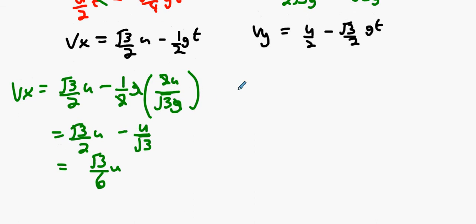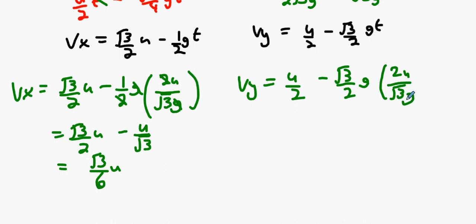Now Vy, same deal. U over 2 minus root 3 over 2 G times 2U over root 3 G. Lads, is Vy positive or negative? Why does it have to be negative? Hitting the ground, isn't it? If Vy is not negative, you are in serious problems. So it needs to be negative every time because you're hitting the ground. Cancel, cancel. Perfect. U over 2 minus U, which is going to be minus U over 2.